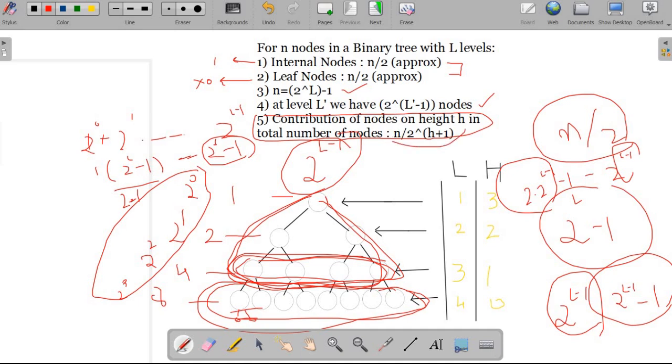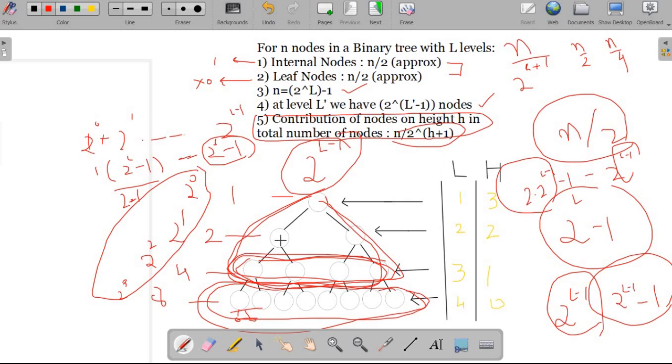So now if I use this, over here we have n by 2 to the power h plus 1. Now we know that this is at height 0. So if I place 0 over here, I'll have 2 to the power 1, which is n by 2. Now let's talk about height 1. Over here height is 1, so I'll place 1 over here. So I'll have n by 4, which is 2 to the power 2.